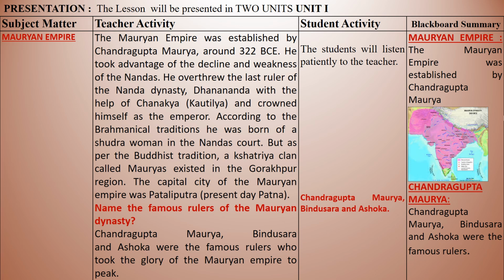After this, one developing question will be asked. Name the famous rulers of Mauryan dynasty. The students will answer Chandragupta Maurya, Bindusar and Ashok. Chandragupta Maurya, Bindusar and Ashok were the famous rulers who took the glory of the Mauryan Empire to peak. The students will listen to the teacher patiently. The topic Maurya Empire will be written on the blackboard, and the main points will also be written.